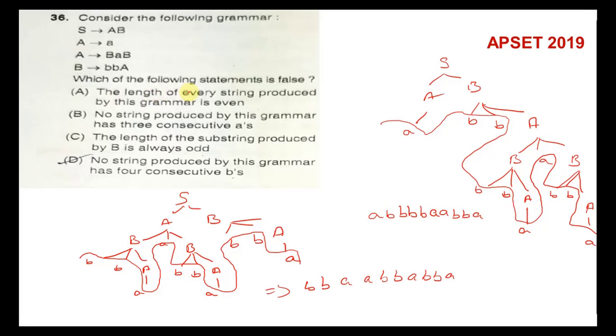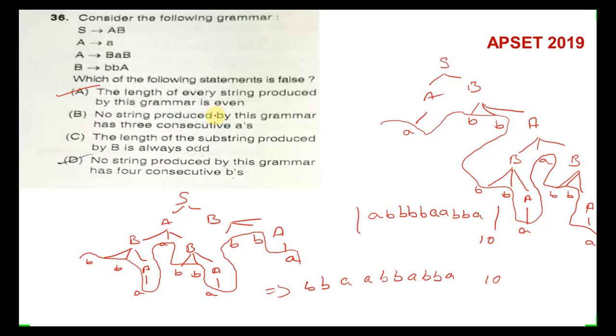Option number A: the length of every string produced by this grammar is even. So what is the length of this string here? The length of the string is 1, 2, 3, 4, 5, 6, 7, 8, 9, 10. It is 10, and here 4, 6, 8, 10. It is 10. So it is an even number. So the length of every string produced by this grammar is even. Yes, it is even, so here it is a true statement.